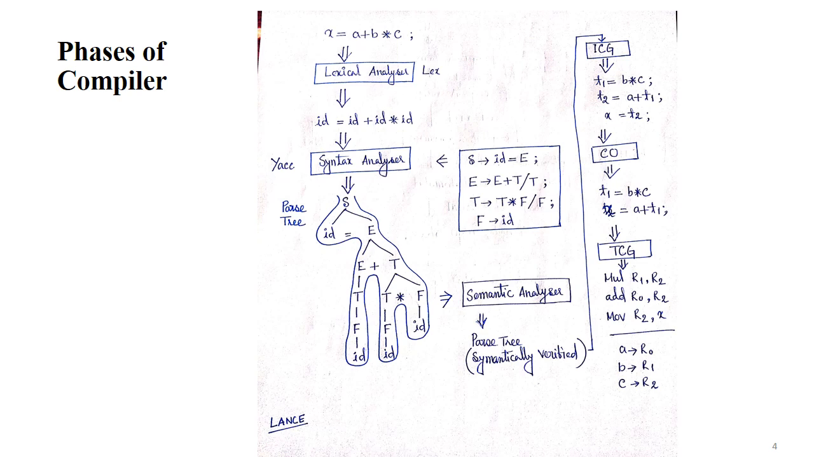After that, intermediate code generation, that is ICG, generates three address code of your parse tree. So please remember: lexical analyzer phase, syntax analyzer phase, semantic analyzer, and intermediate code generation. These 4 phases are called the front end of a compiler, and code optimization and target code generation, these 2 phases are called the back end of a compiler.